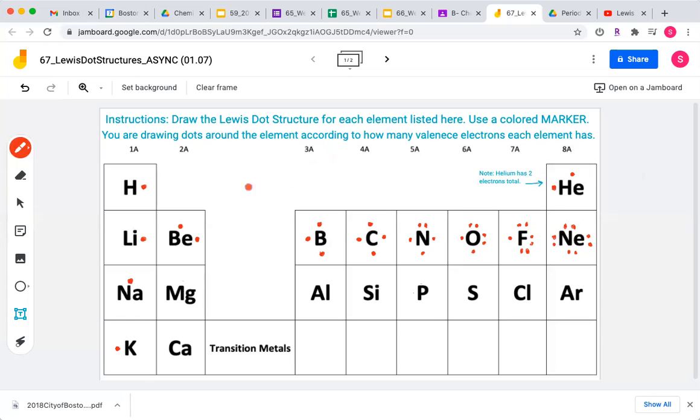So I want you guys to go through all of the rest of the elements and make sure you draw the Lewis dot structure. I basically did the first row with you guys, so hopefully you can just finish up the rest and submit your work for credit.